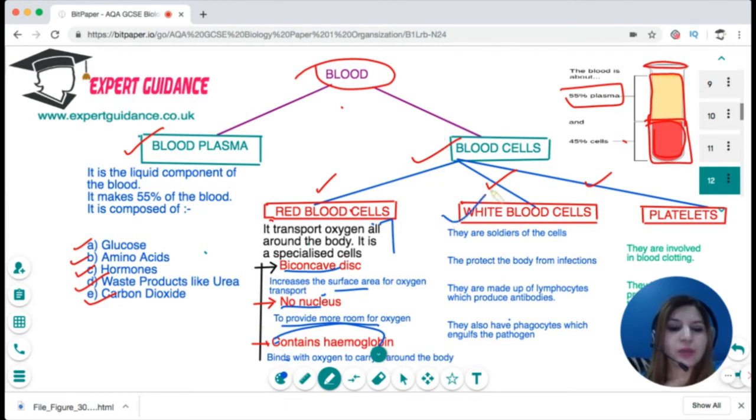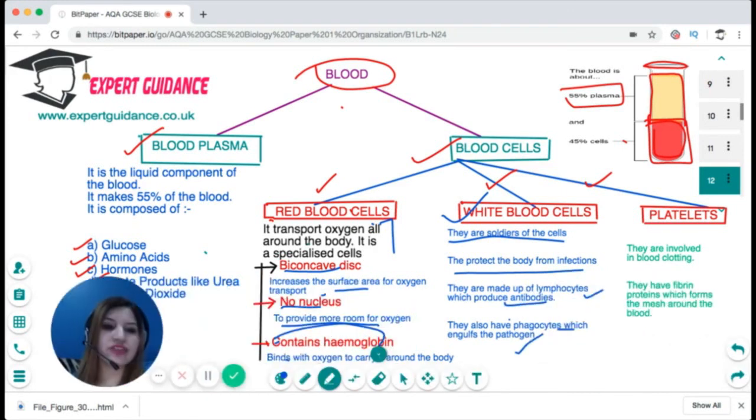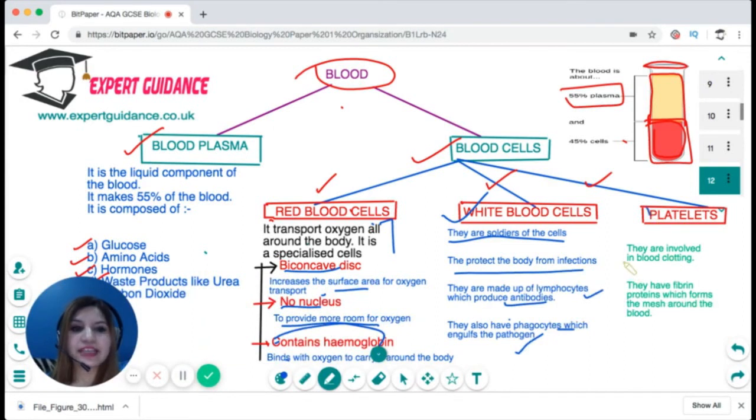Then you have the white blood cells. White blood cells are the soldiers of the body. They protect the body from infections. They are made up of two types of cell: lymphocytes, they produce antibodies, and phagocytes, which engulf the pathogen. And then we have the platelets. They are involved in blood clotting. They have fibrin proteins which form a mesh around the blood and prevent the excess blood from flowing out by forming a clot. So I hope you will remember what are the different cells and their function, and what is the function of the blood plasma, and what are the different components of the blood.